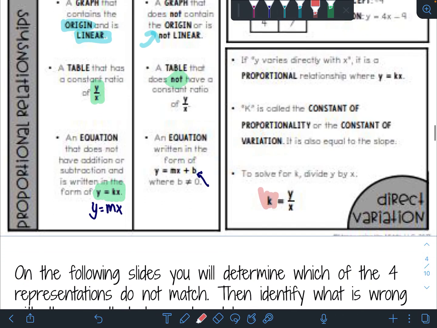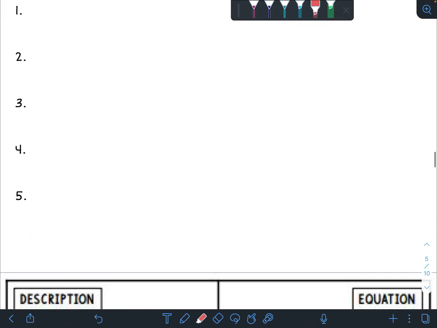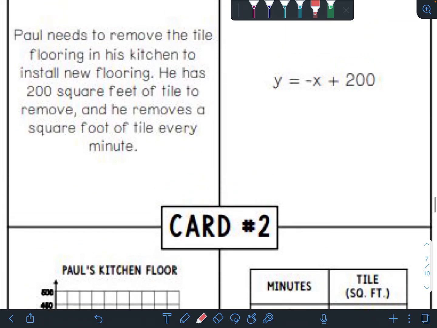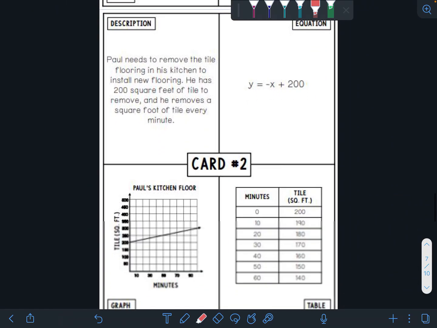Now, the next thing, I'm going to go over one of these with you so you can see how it works. If you go down to card 2 here, you are trying to look at each one of these situations and determine which one does not match. So I'm trying to identify the one that does not match with the other ones. What you need to do is find the slope and the y-intercept for each one of these situations, and the one that does not match is going to be the one that's wrong.